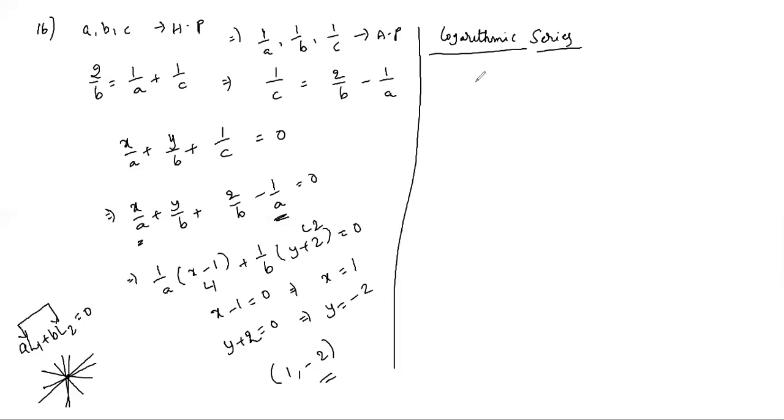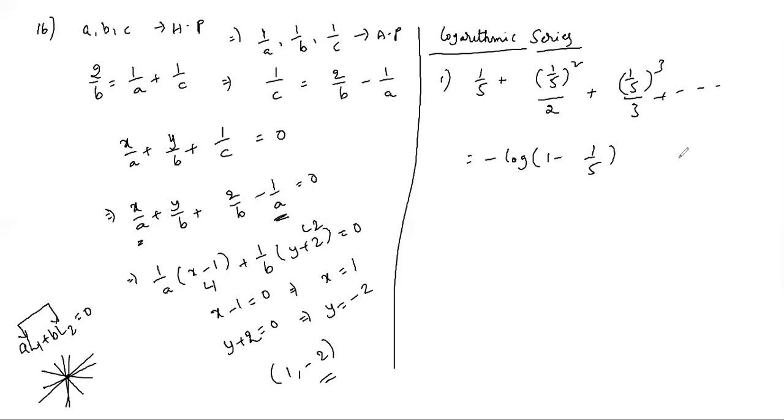1 by 5 plus 1 by 5 whole square by 2 plus 1 by 5 whole cube by 3 plus and so on. This is nothing but minus log of 1 minus x, with x value 1 by 5. Minus log 4 by 5, which is log 5 by 4. The options are not in this form.